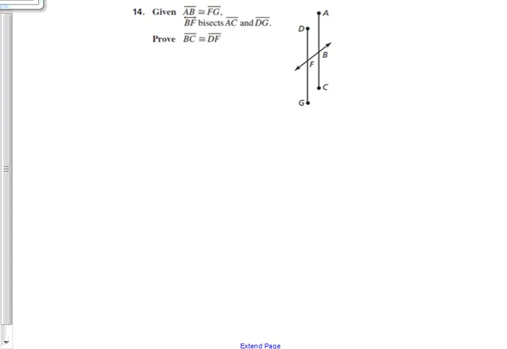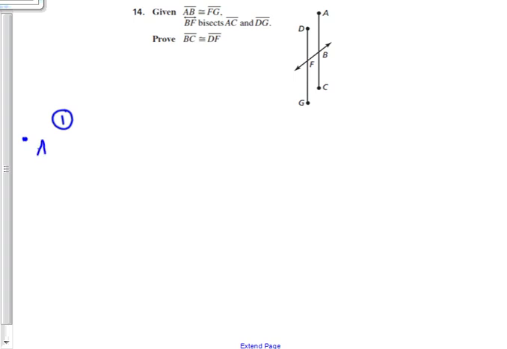Okay, so for number 14 on the bookwork, it's asking me to prove that segment BC is congruent to segment DF. So it's going to be kind of a hefty proof. There's a few steps we need to take. I have some given statements and I have a diagram that is given to me. So I'm going to go ahead and start with step 1, and I'm just going to write out my given statements as step 1. I'm going to use those.